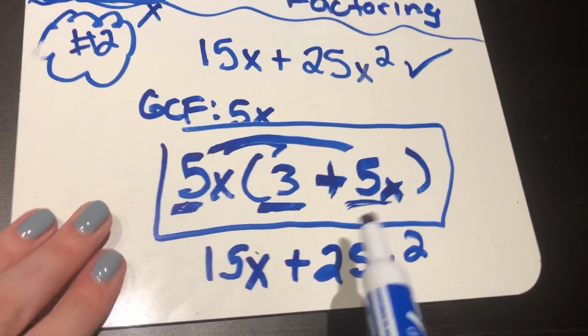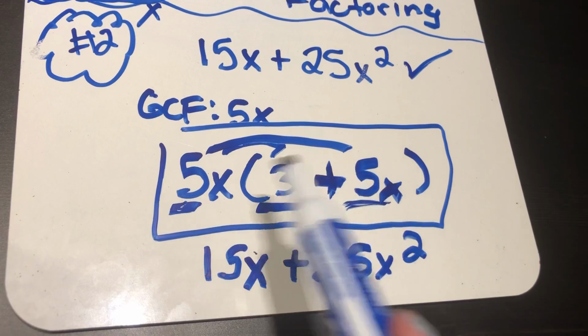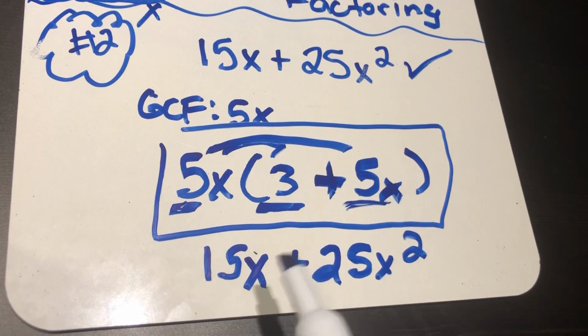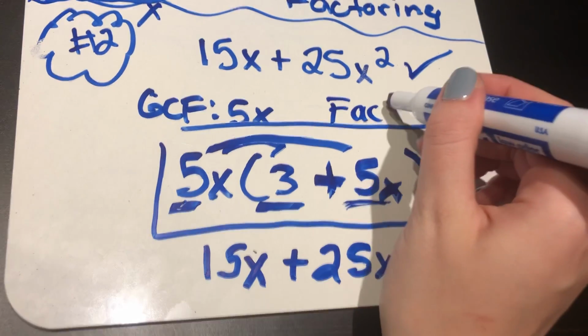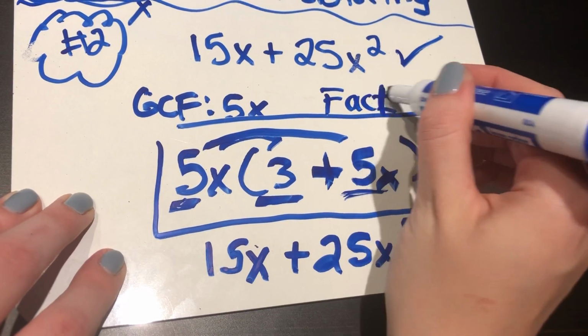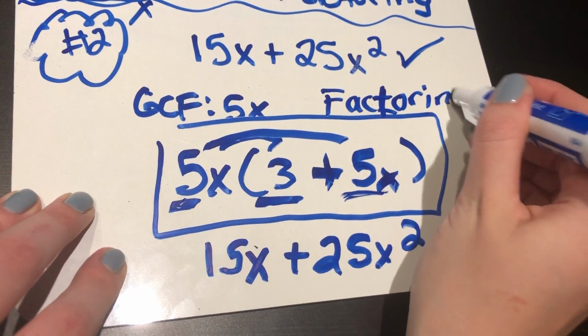So factoring is just going backwards. So instead of distributing, you're going backwards. That is called factoring. Factoring. There we go.